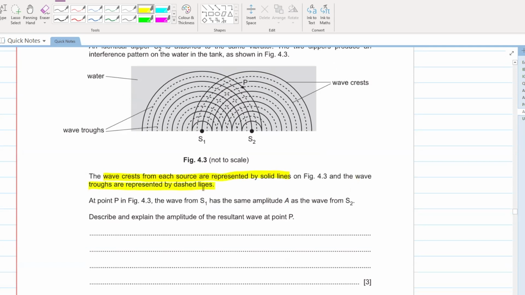Perfect. तो बेटा जिनका थोड़ा सा IQ अच्छा है वो आइडेंटिफाई कर लेंगे कि ये कौन से एक्सपेरिमेंट की बात हो रही है. This is an indirect representation of Young's double slit experiment. चलो let's see. At point P in figure 4.3, the wave from S1 has amplitude A. The wave from S1 has the same amplitude as the wave from S2. Describe and explain the resultant amplitude of the wave at point P. अच्छा, पॉइंट पी को देखते हैं भाई. पॉइंट पी पे फोकस करेंगे क्या हो रहा है.